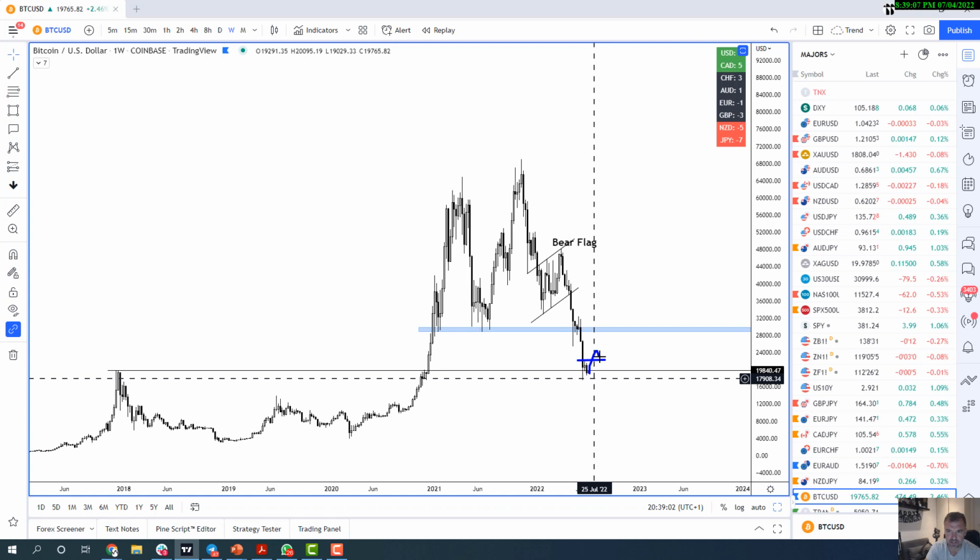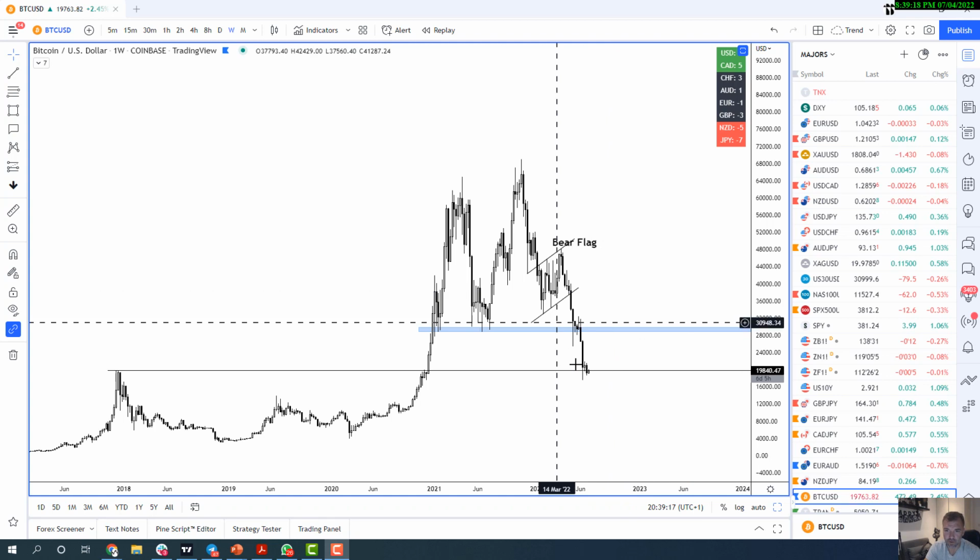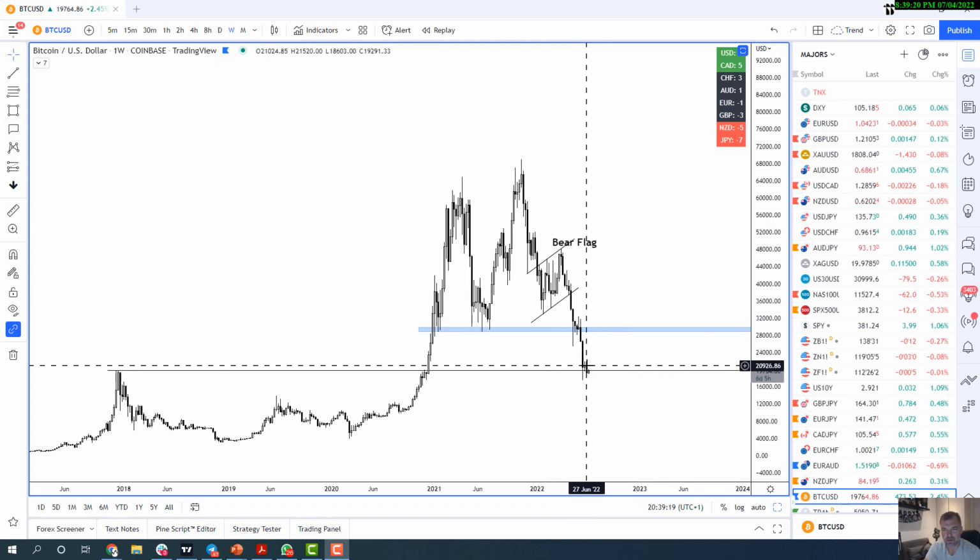So I might need to see a jump above 22,000, and we could see a push up into 28 before it either drops down or we continue that move up. But I am looking for opportunities. I just need to see Bitcoin buyers step into the marketplace.